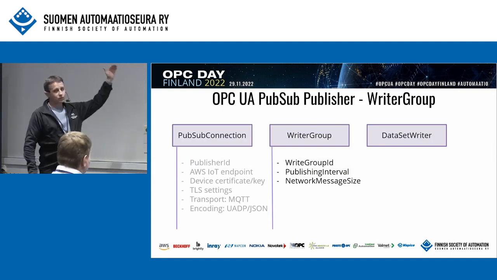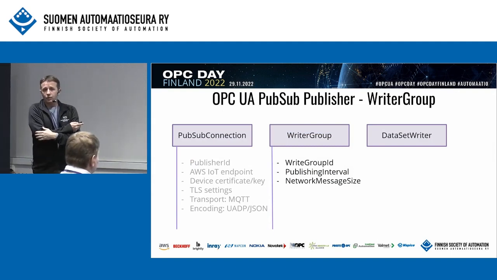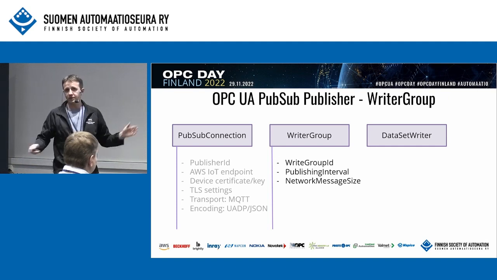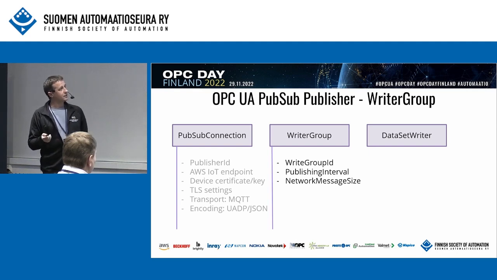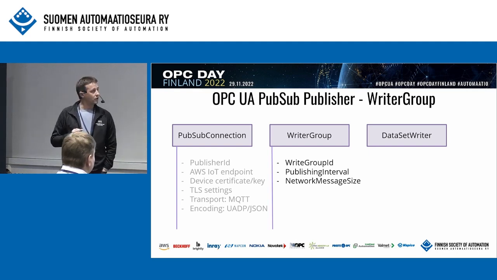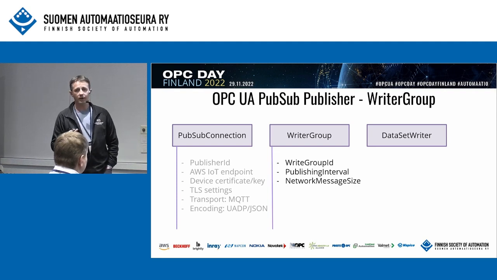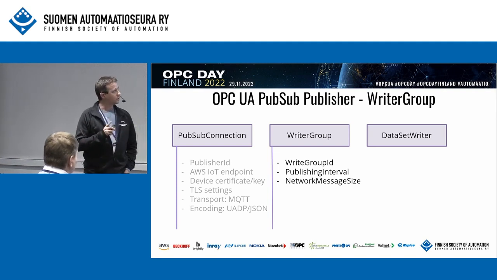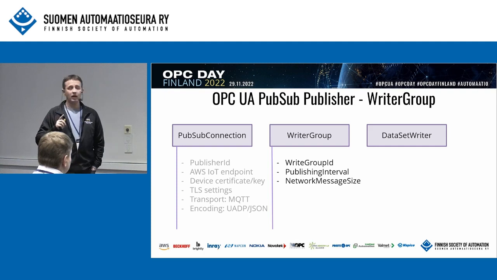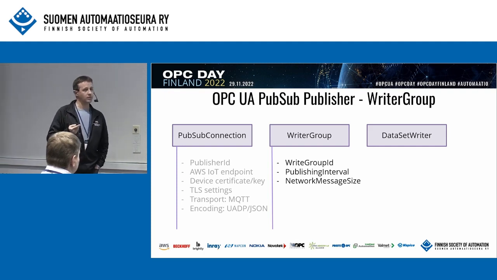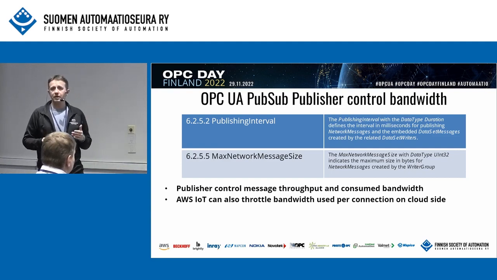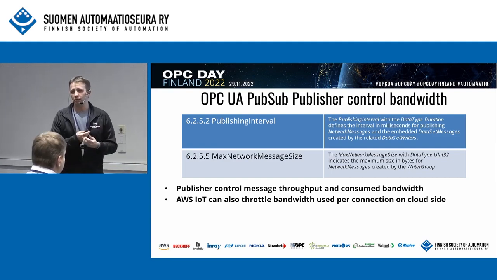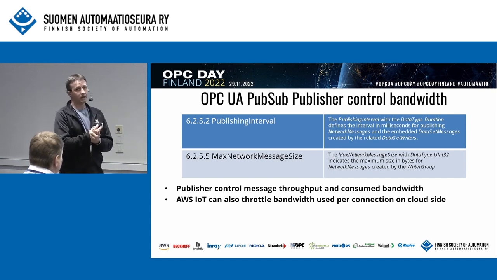We now have multiple publishers, and as you said, we can scale these publishers to 500,000 with your default AWS account. The next level is the writer group. On the writer group, you specify, in fact, what you want to send over the wire. There are two attributes that are quite interesting in our use case: the publishing interval and the network message size. These two things are quite important because you may want to limit the amount of data that is sent by a certain publisher, or limit it for a certain period of time.